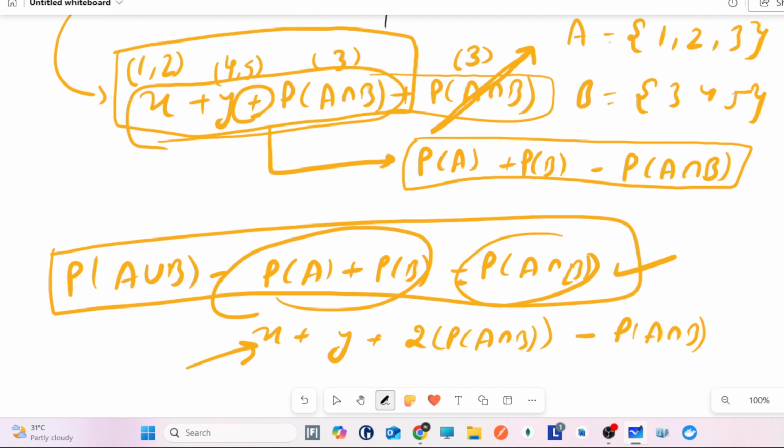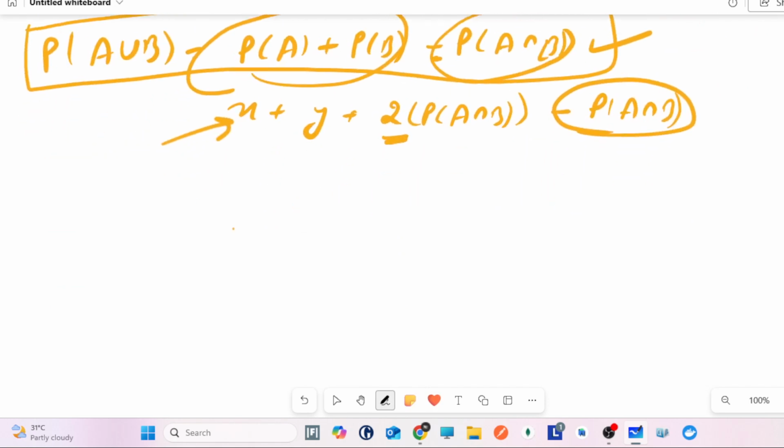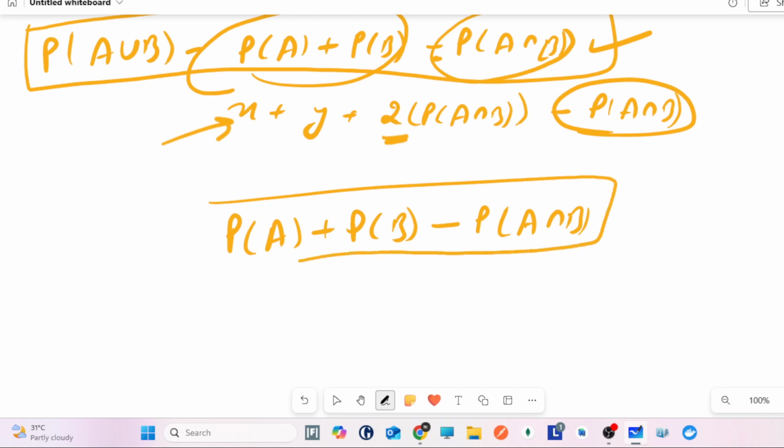So we have to neglect one repeated element here, so we are going to subtract P(A intersection B), right? So what we get exactly here is P(A) plus P(B), probability of B, minus P(A intersection B). So this is nothing but the additive rule of getting probability A union B. This is very important, a very core concept used in lots of machine learning models, right?